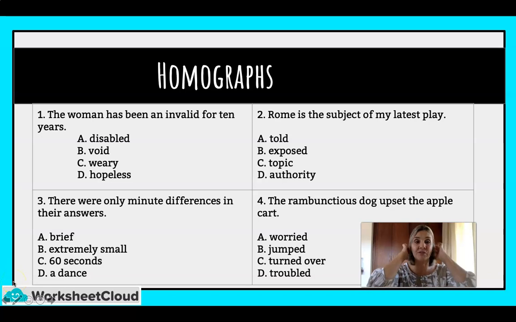Right, if we take a look at the first one, the woman has been an invalid for 10 years, which means she's disabled. So it doesn't mean that she doesn't exist or it's null and void. It's disabled. Number 2, Rome is the subject of my latest play. It's the topic. If you subject somebody, you expose them to something. Number 3, there were only minute differences in their answers, very small differences. It does not mean minute difference, so it doesn't mean 60 seconds. So do you see the way in which you pronounce the word?